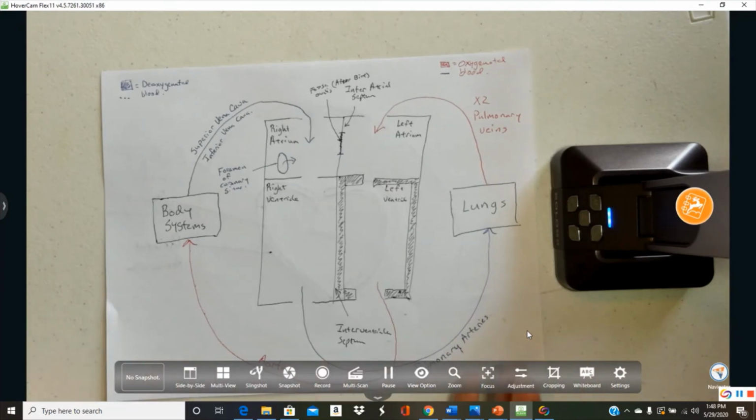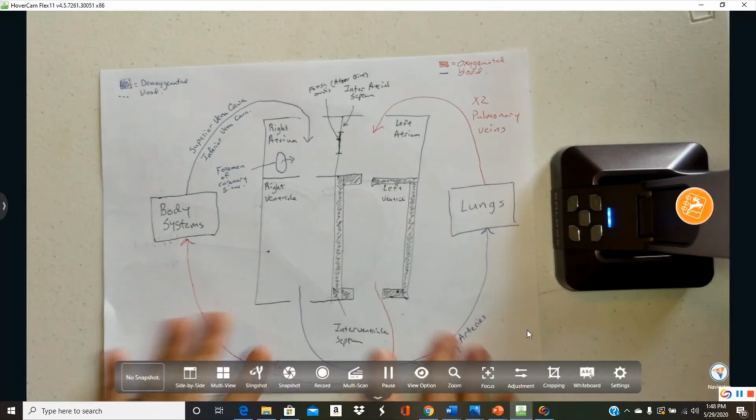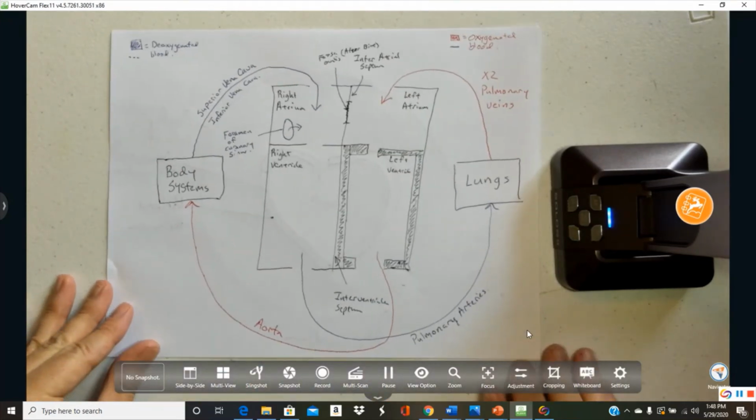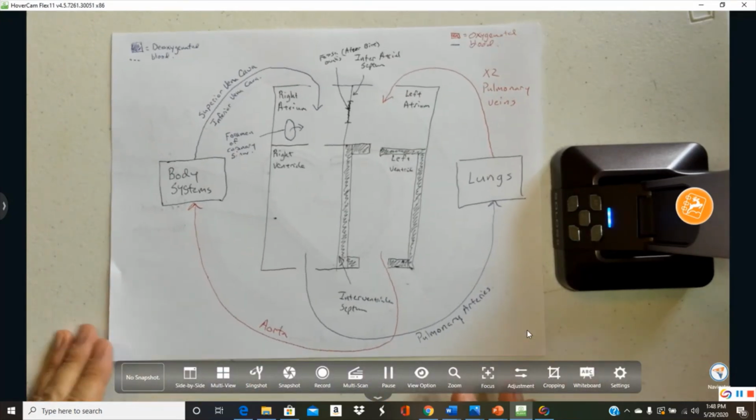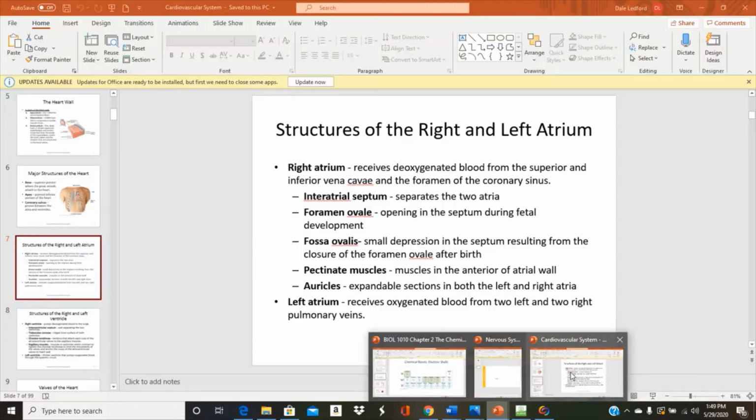Now, we are going to fill in some more information in a minute, so hold on to this drawing. We're going to come back to it. We're going to discuss some valves, and then we'll be done with our drawing, okay? Now, this is a big one, but I'm going to tell you guys it's the way to learn it.